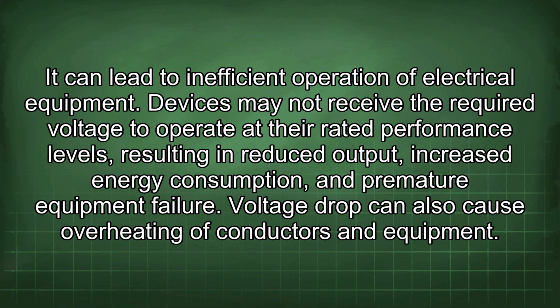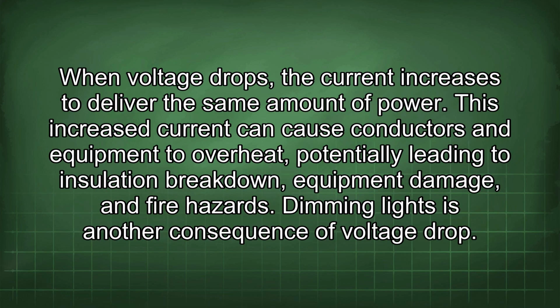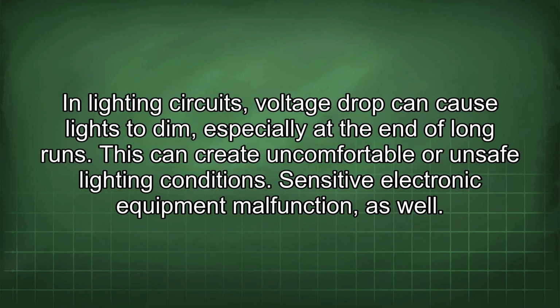Voltage drop can also cause overheating of conductors and equipment. When voltage drops, the current increases to deliver the same amount of power. This increased current can cause conductors and equipment to overheat, potentially leading to insulation breakdown, equipment damage, and fire hazards. Dimming lights is another consequence of voltage drop. In lighting circuits, voltage drop can cause lights to dim, especially at the end of long runs. This can create uncomfortable or unsafe lighting conditions.